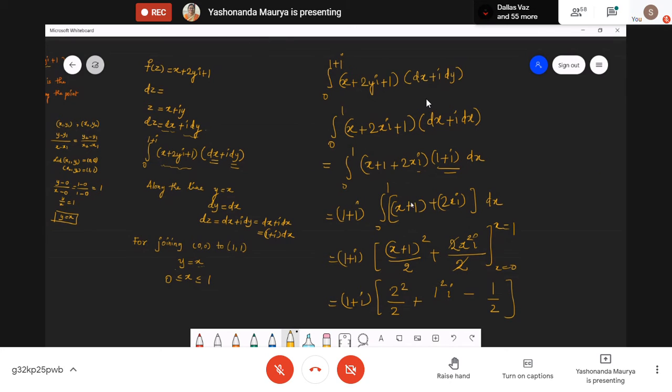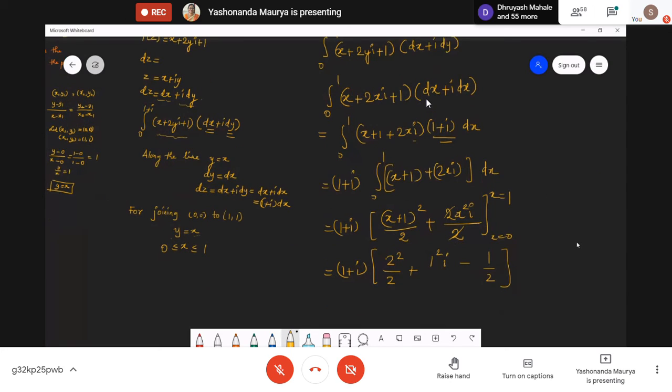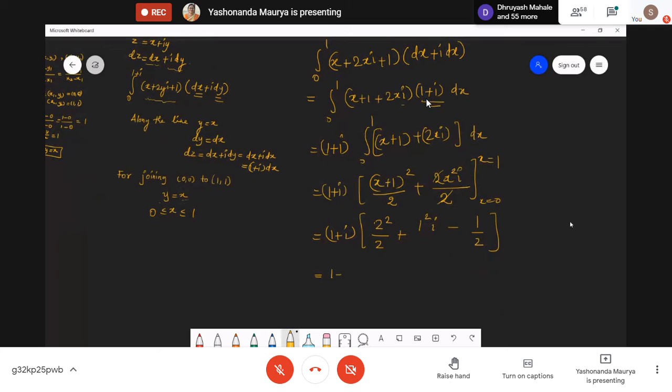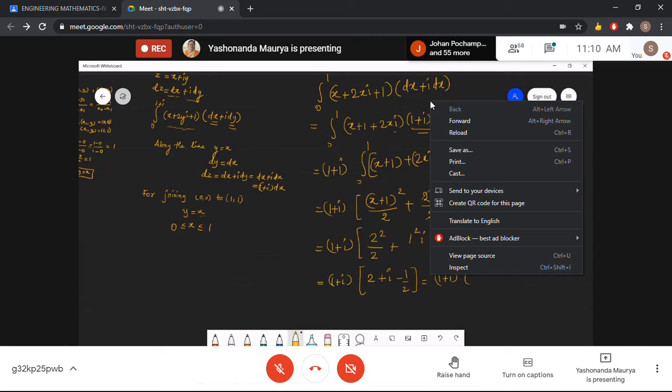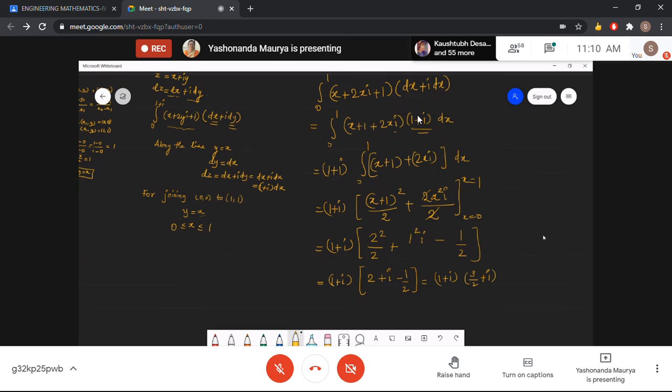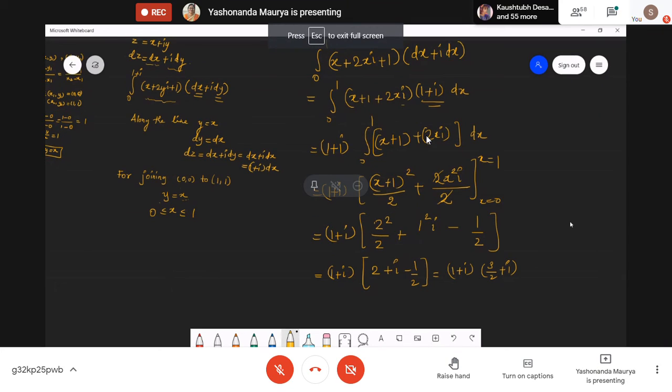So it is 4 by 2. So it will be 2 plus i minus 1 by 2. This will be 3 by 2. We multiply these two numbers to get the answer. So this is what we have.